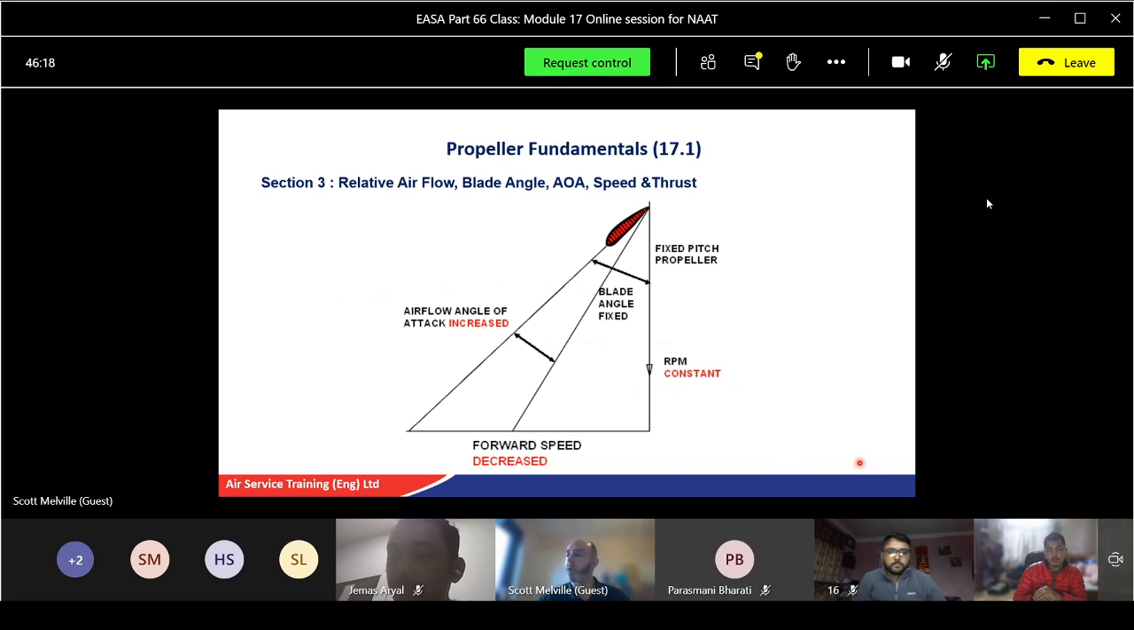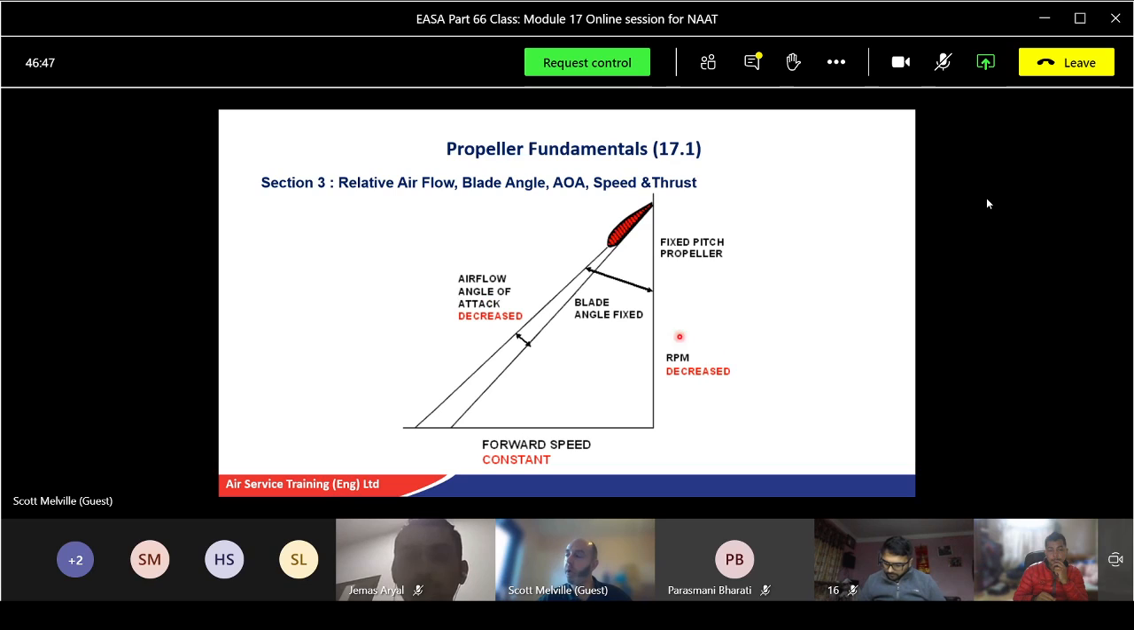So there we go. What I've got here is RPM constant, the engine's at a certain speed, and the forward speed has decreased. Therefore the angle of attack is increased because the forward speed of the aircraft has decreased. In other words, the aircraft has fallen behind the relative airflow, so we get a higher angle of attack. This is all at fixed engine speed.